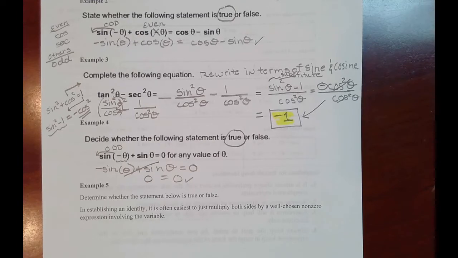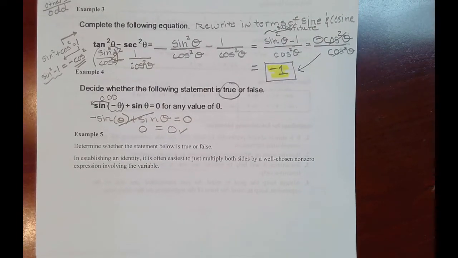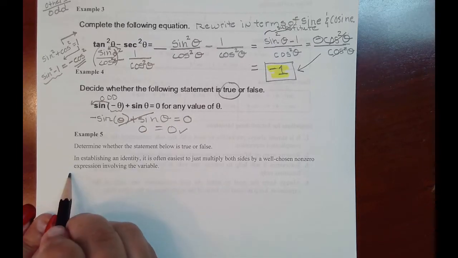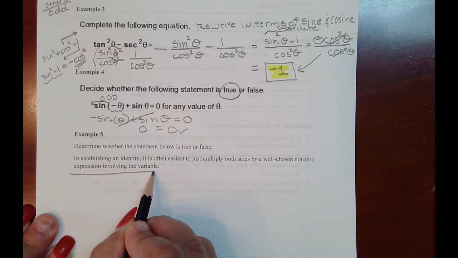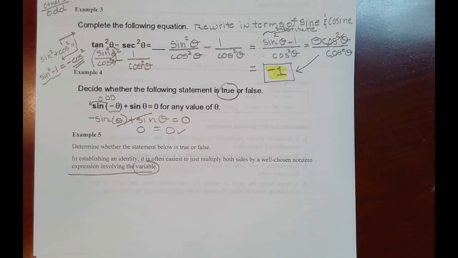Okay, example 5. Determine whether the statement below is true or false. In establishing identity, it is often easiest to just multiply both sides by a well-known non-zero expression involving a variable. Never multiply both sides by a variable because you only want to do substitution of two things that are equivalent. That's the most you're allowed to do. You're not solving an equation, therefore you may not use the properties of equations.